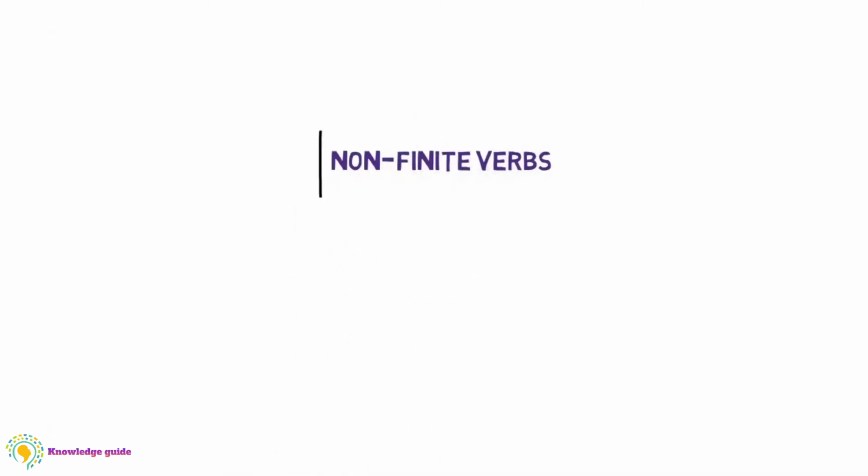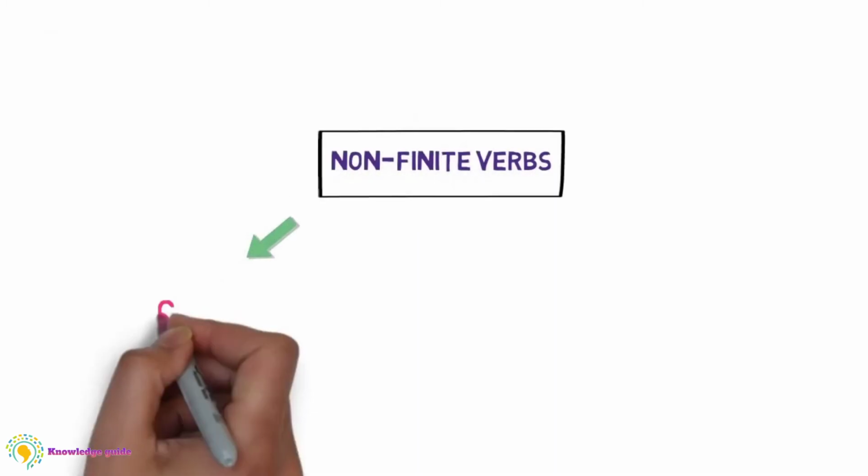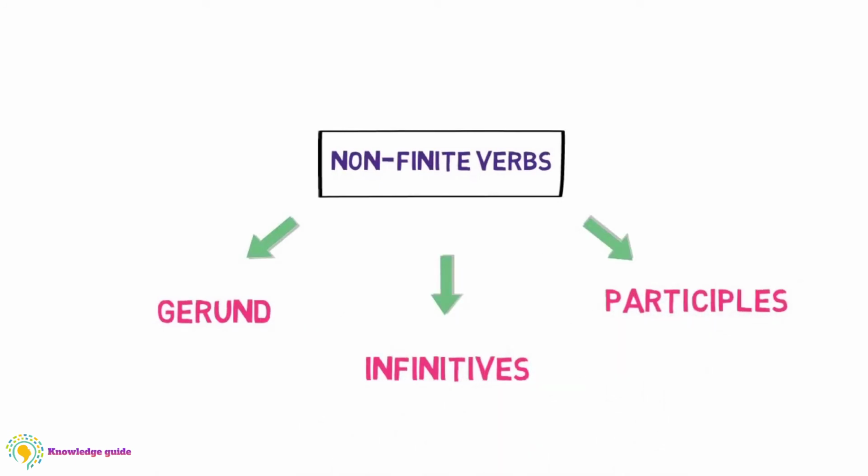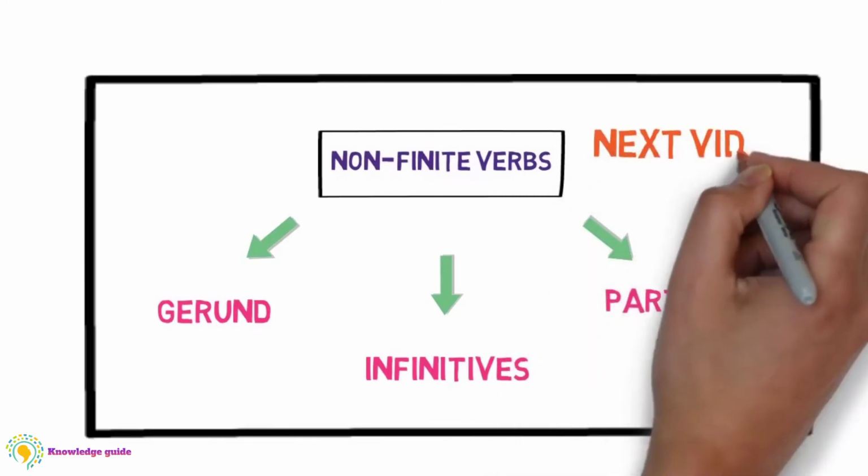Non-finite verbs are divided into three more types. They are gerunds, infinitives, and participles. Friends, we will discuss all this in the next video.